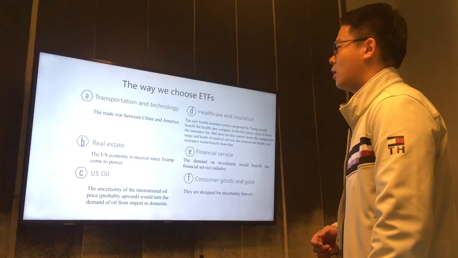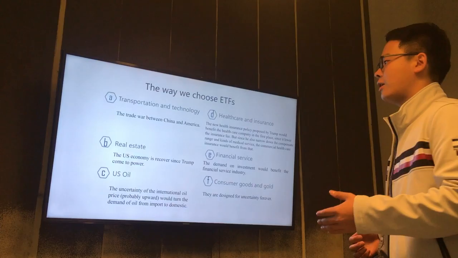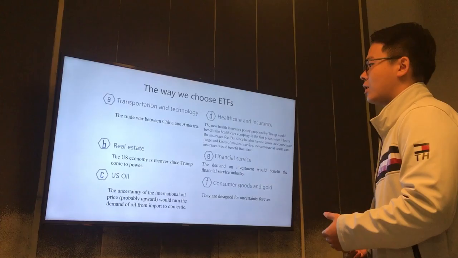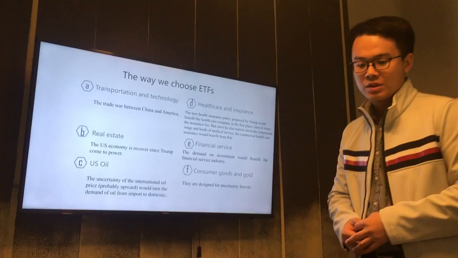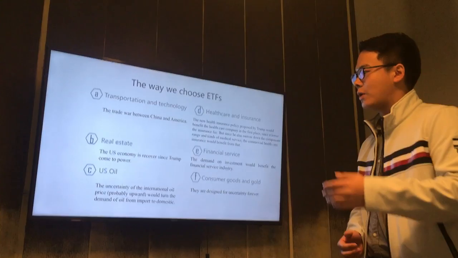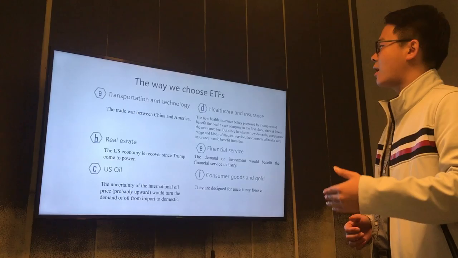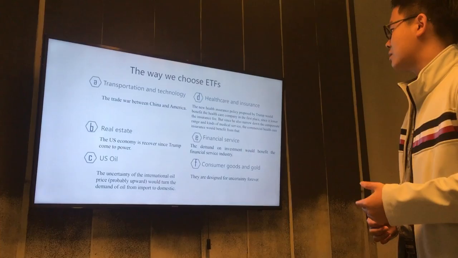Here's the second part, where I will talk about the way we choose ETFs. We chose 10 ETFs, and the first two are the transportation and technology ETFs, because the trade war between China and America is mostly relevant to those two industries. The second is real estate, because the US economy has recovered since Trump came to power. As we know, when the economy has recovered, real estate benefits last, and it is that time now. We also chose a US oil ETF because the uncertainty of the international oil price would turn the demand for oil from import to domestic.